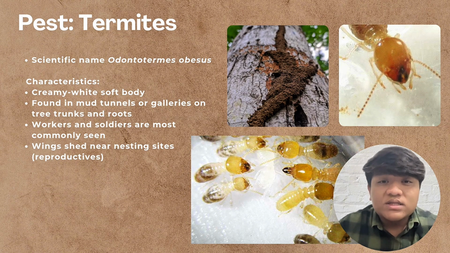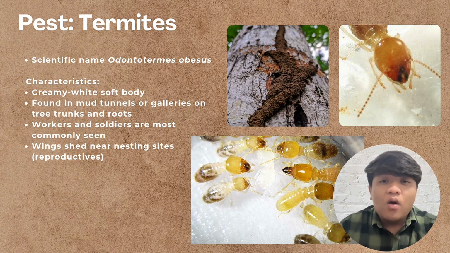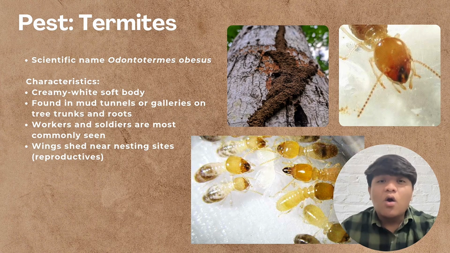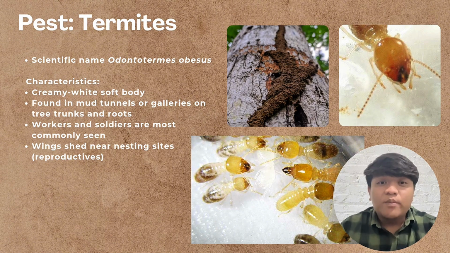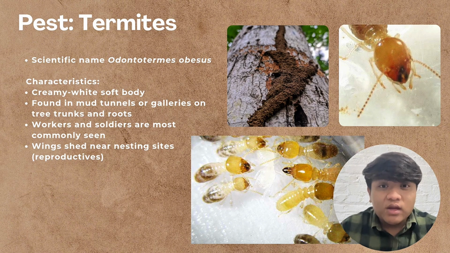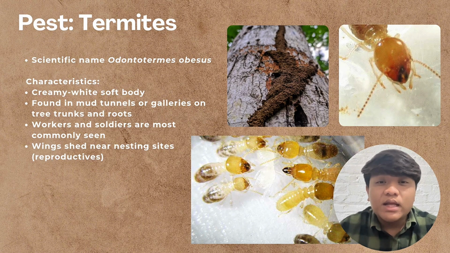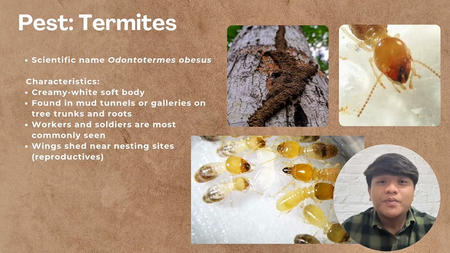There are castes: workers, soldiers, and reproductives. Workers do most of the damage, feeding on wood and roots, while soldiers defend the colony using strong mandibles. Reproductives or alates are winged termites responsible for forming new colonies. You might notice shed wings near nest entrance after a swarming event. They construct mud tunnels to protect themselves from sunlight and predators while they forage.